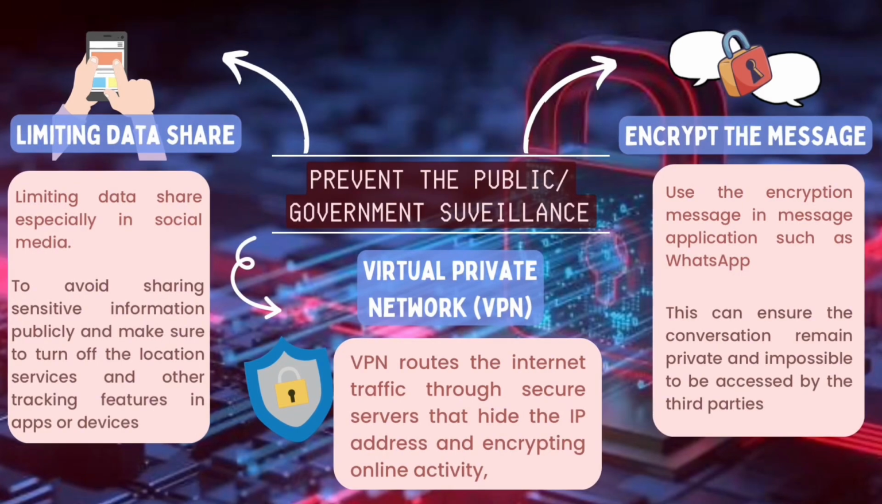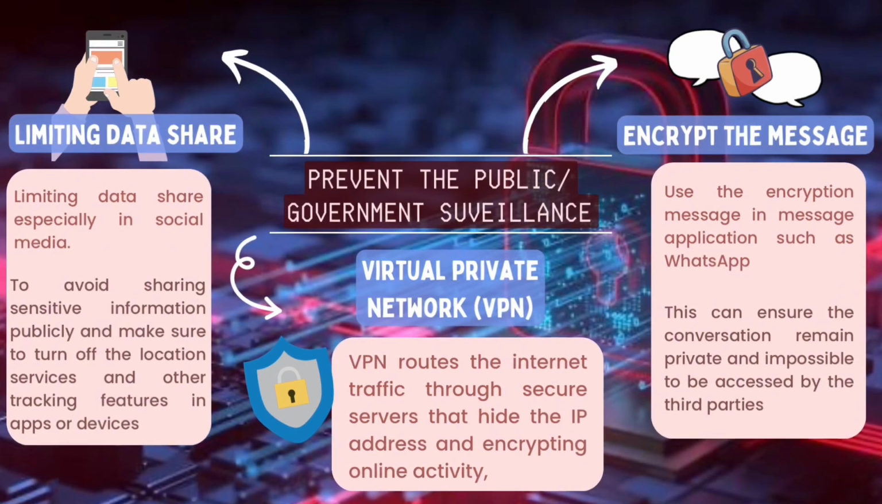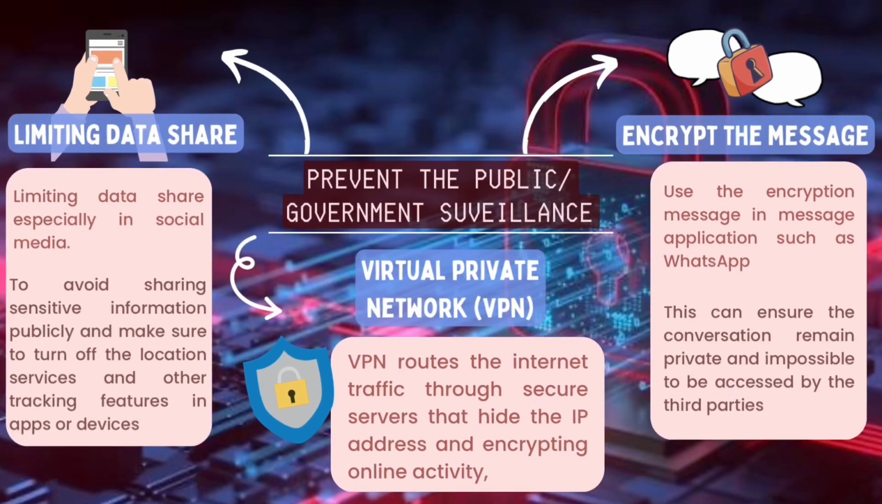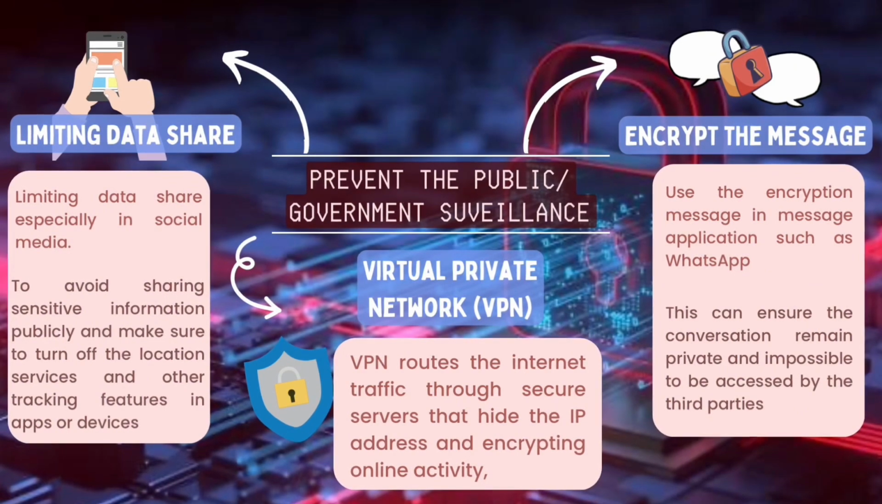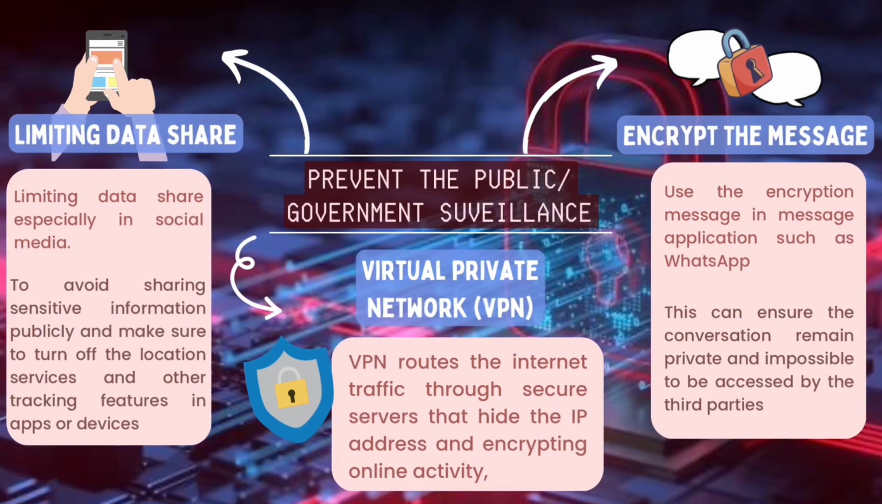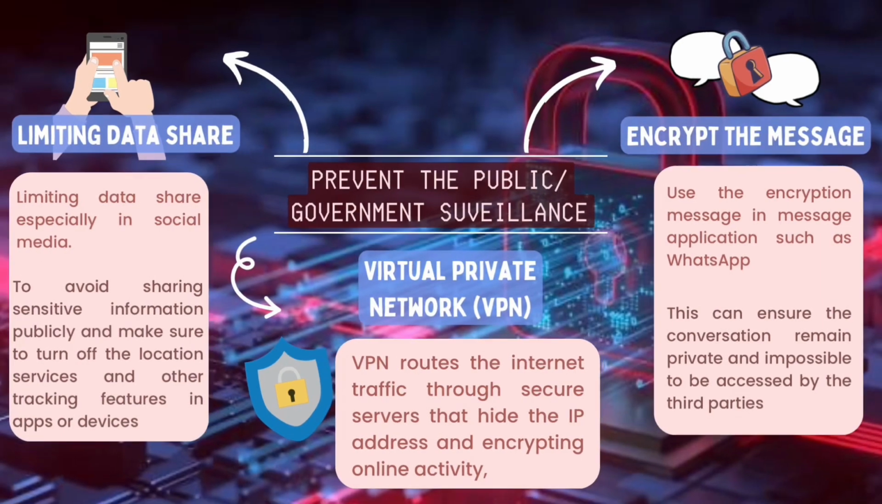Other than that, surveillance can be minimized by limiting the data shared, especially on social media. It is important to avoid sharing sensitive information publicly and make sure to turn off the location services and other tracking features on apps and devices. Hence, by following these steps, individuals can significantly minimize their exposure to surveillance, whether by the government or others.